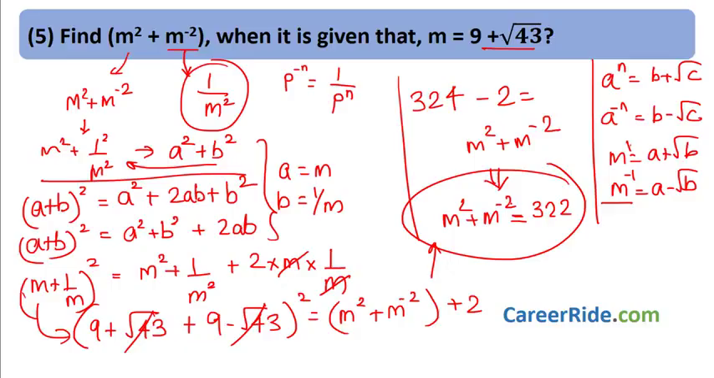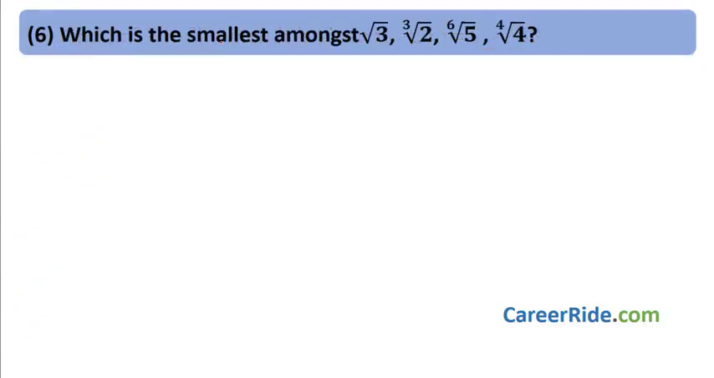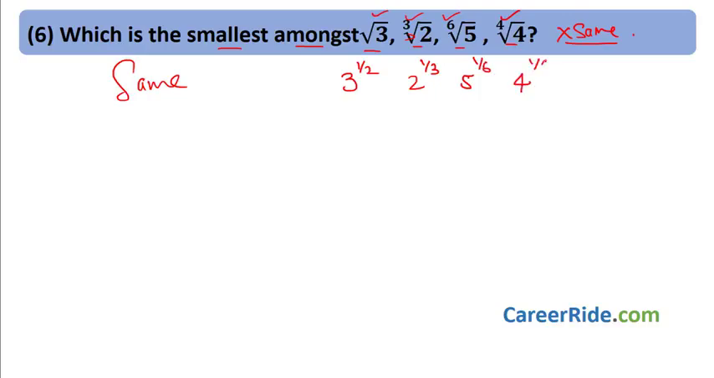Moving to question number 6. Which is the smallest amongst root 3, cube root of 2, 6th root of 5 and 4th root of 4? Again over here we see that the surds are different, they are not same. So if you want to compare or do anything, what do you have to do? Make them same. This is nothing but 3 raised to 1 by 2, this is 2 raised to 1 by 3, this is 5 raised to 1 by 6 and this is 4 raised to 1 by 4.